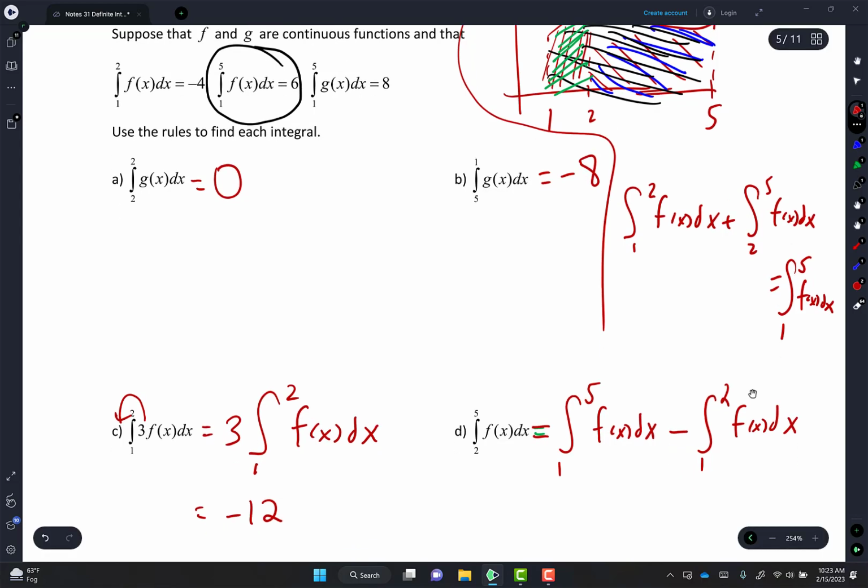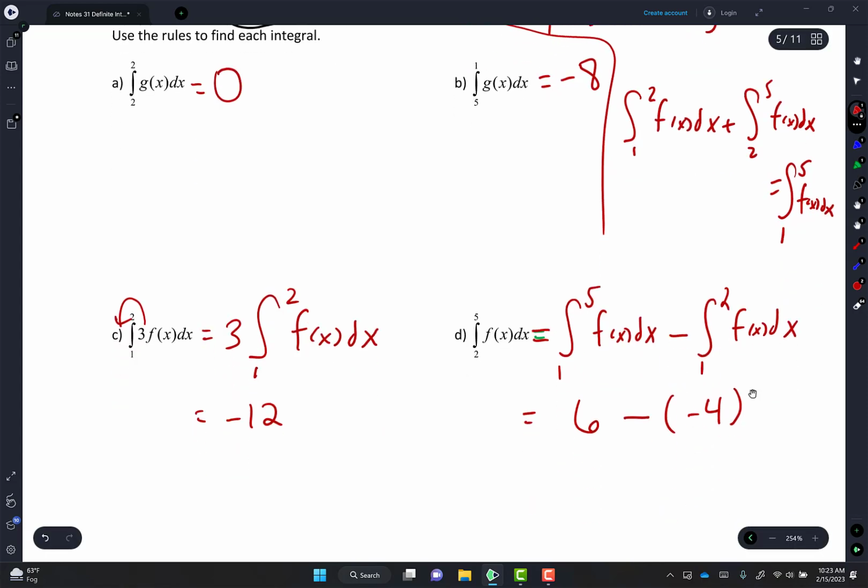Okay, so here we go. That's going to equal, what's the area from 1 to 5 of f of x dx? 6 minus, what's the area from 1 to 2 of f of x dx? Negative 4. What is 6 minus a negative 4? 10.